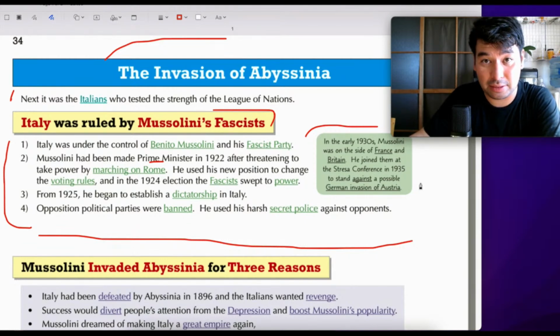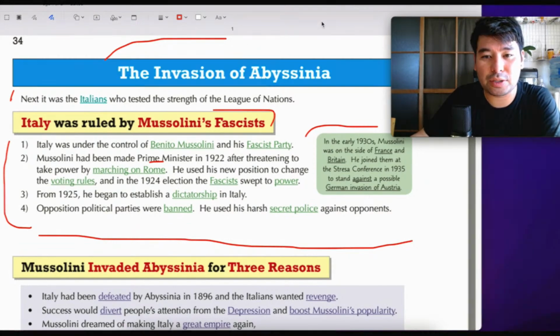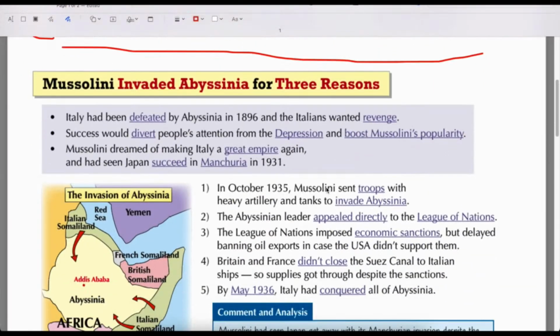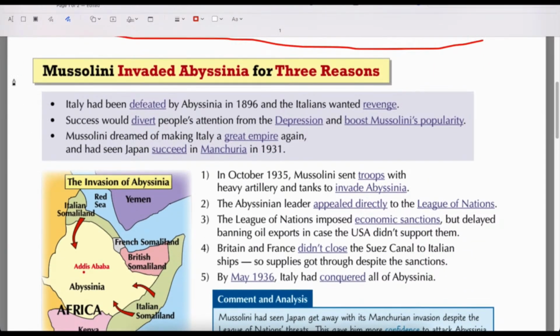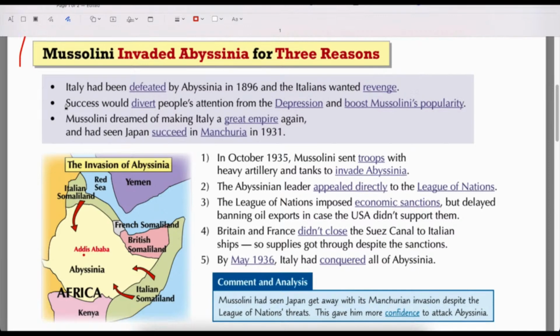But as we're going to see in the next information, later he joined Hitler, the Nazi party. Like they became allies, they became friends. So this is a little of this first part. So let's continue and move on. Let's go down here to this next part, in which we have: Mussolini invaded Abyssinia for 3 reasons. So let's learn what these reasons actually were.